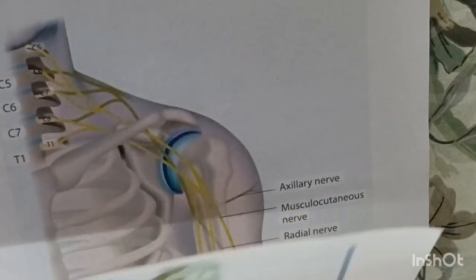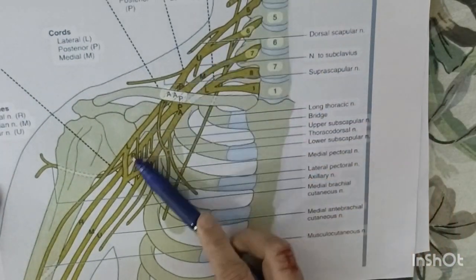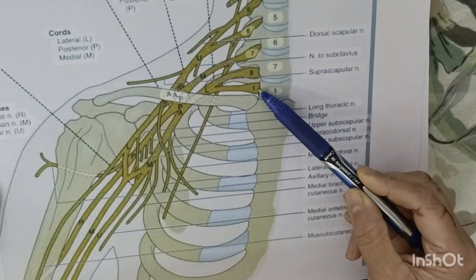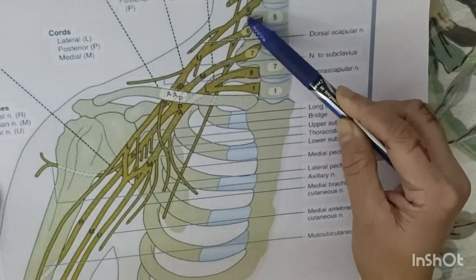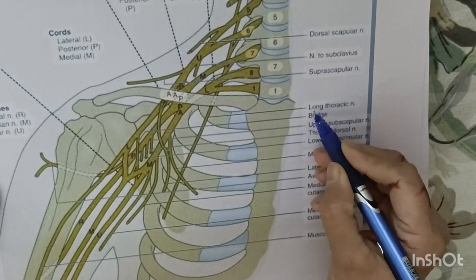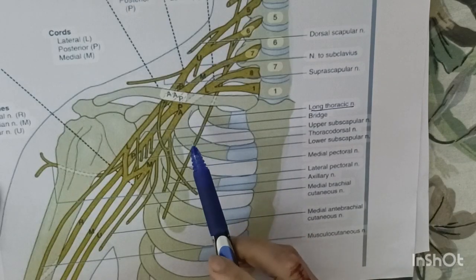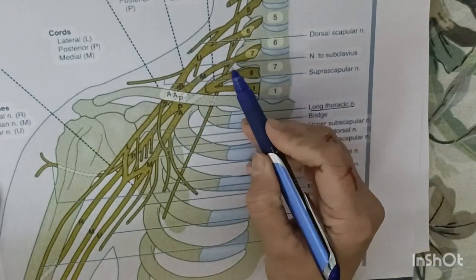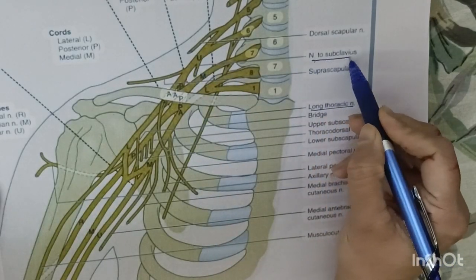I want to show you another diagram. Herein you see the formation which takes place: C4, C5, C6, C7, C8, T1. Here it is dividing. This is the long thoracic nerve. As I was telling you, C5, C6, C7. This is the long thoracic nerve. Can you see? Fine. And herein you see also a very important thing, the nerve to subclavius. Here you will also find the nerve to subclavius. Can you see that? The nerve to subclavius is also there.